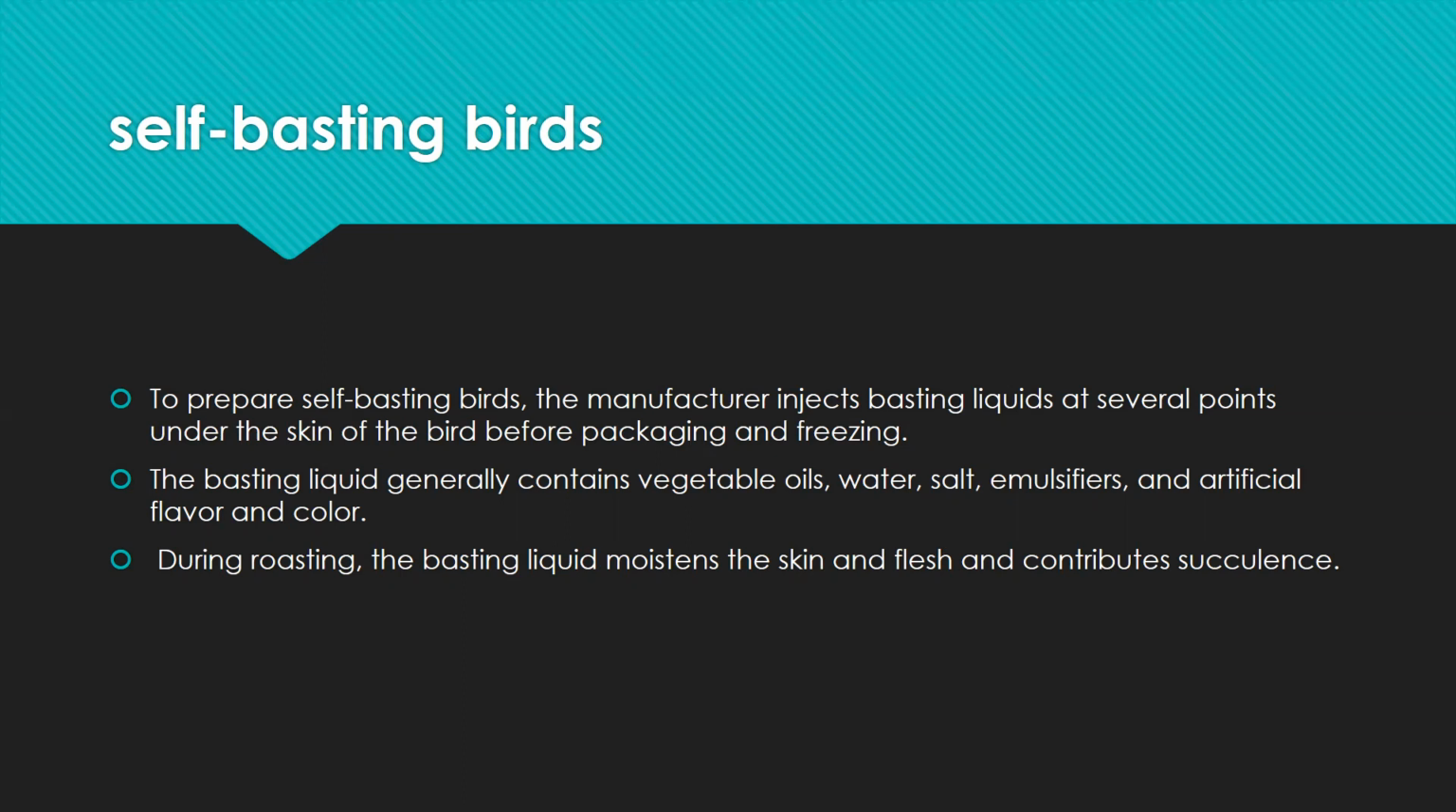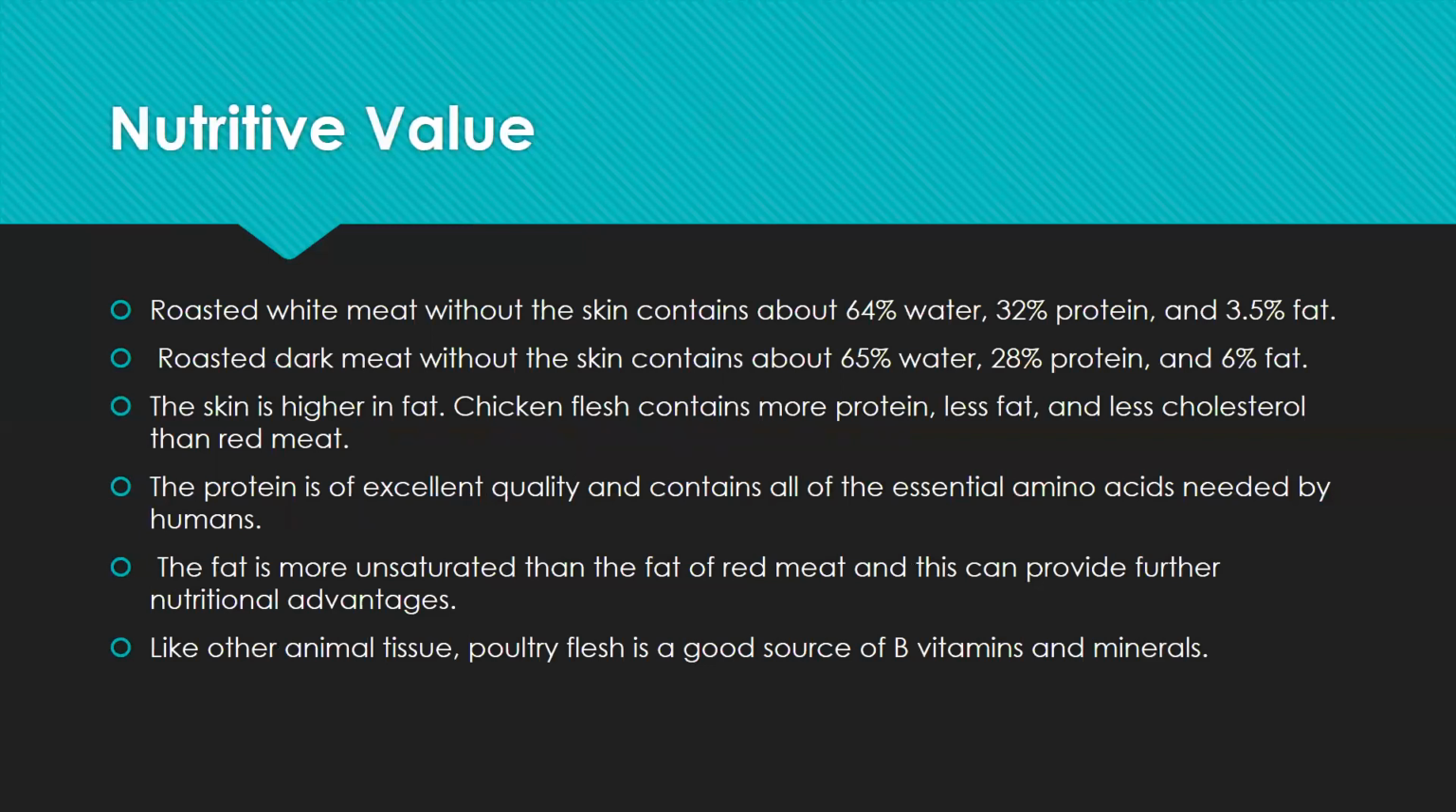In order to produce self-basting birds, the manufacturer injects basting liquids at several points under the skin of the birds before packaging and freezing. These basting liquids generally contain vegetable oils, emulsifiers, and artificial flavors. During roasting, these basting liquids moisten the skin and flesh and contribute to the succulence, the added juicy flavor, or we can say there's more tenderness.